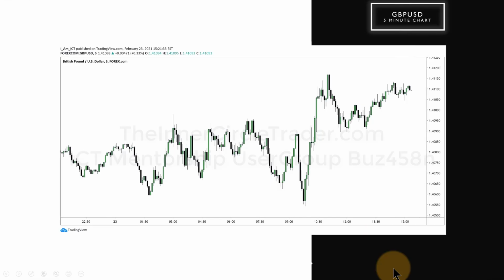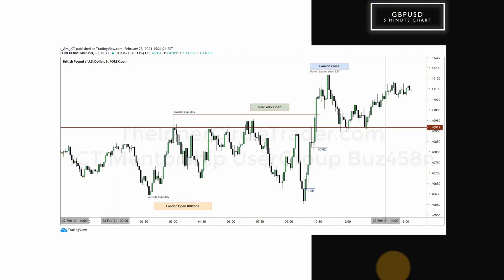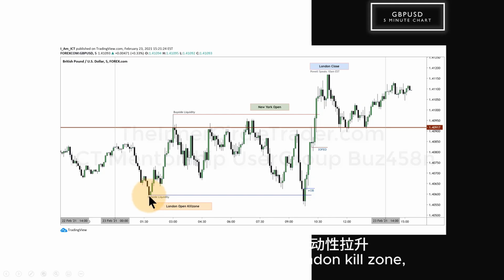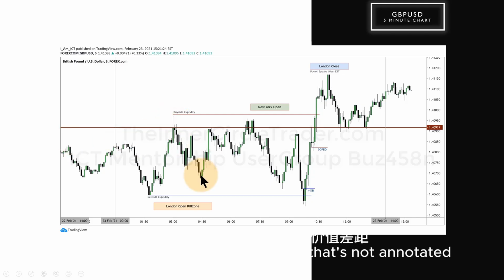Pound Dollar, 5-minute chart. All right, so the market trades below the sell side liquidity pool here, then creates a sell side liquidity pool ahead of the London kill zone, runs back above these relative equal highs, dips back down into a fair value gap that's not annotated here because I want to keep it clean.